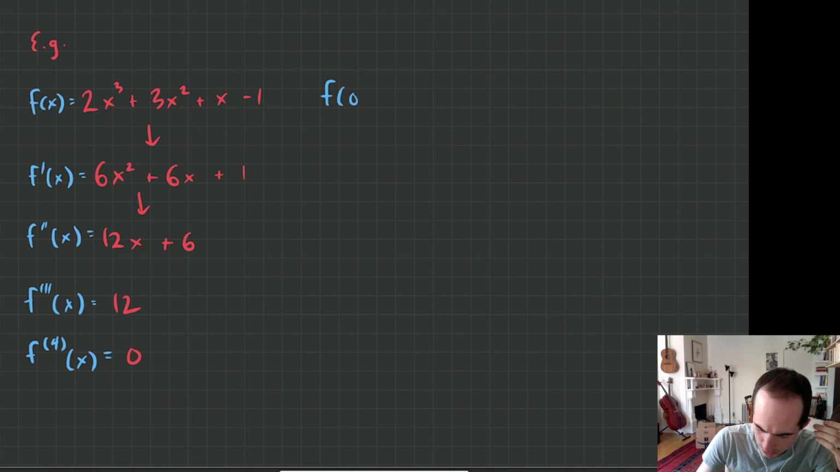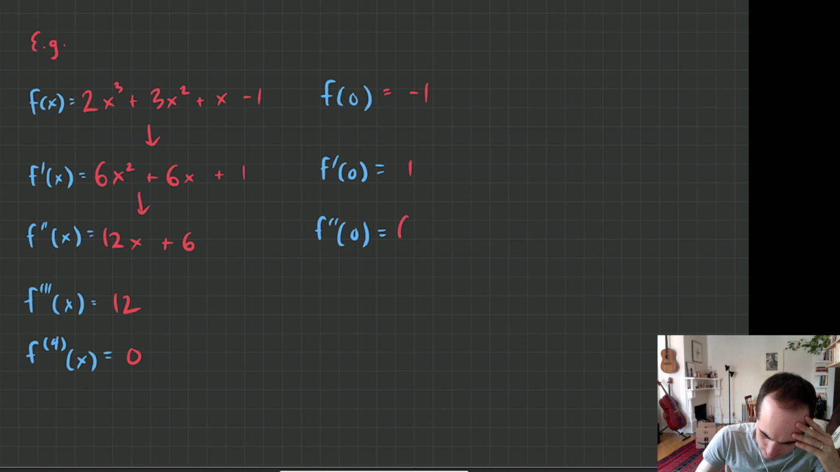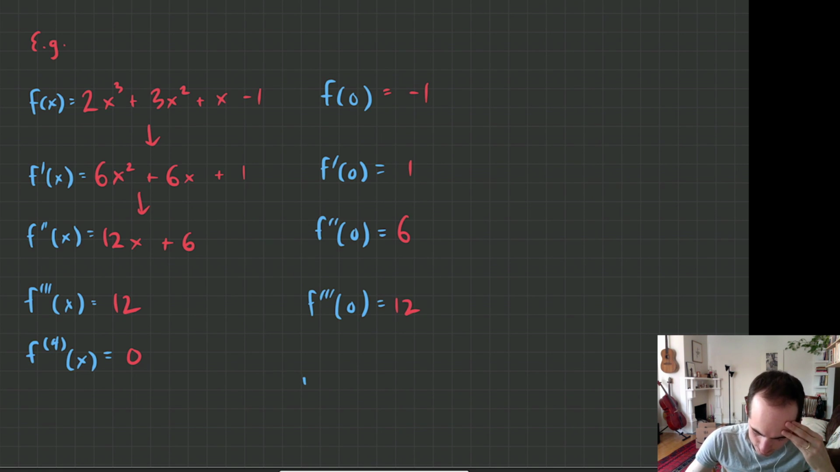So we're going to evaluate each of these at 0. So f of 0 is equal to -1. F prime of 0 is equal to +1. F double prime at 0 is equal to 6. And finally, f triple prime of 0 is equal to 12. And if we really want, we could say that the fourth derivative evaluated at 0 is equal to 0.